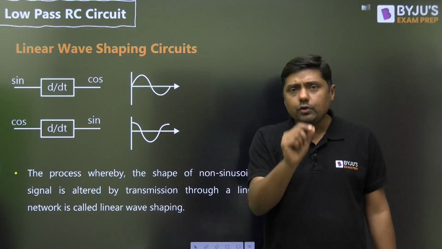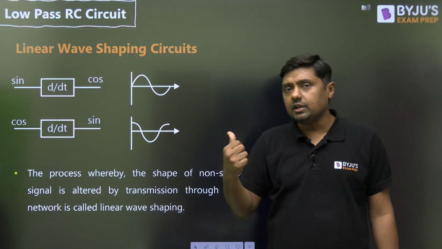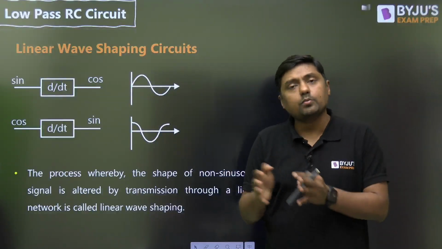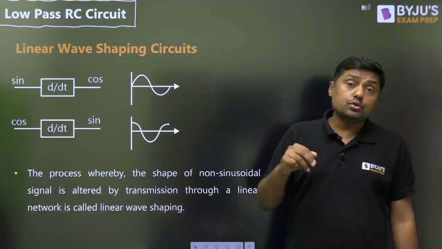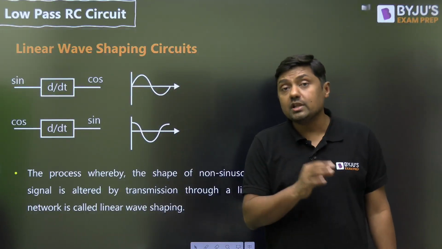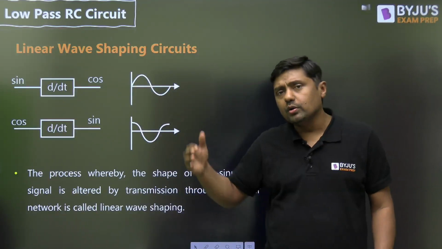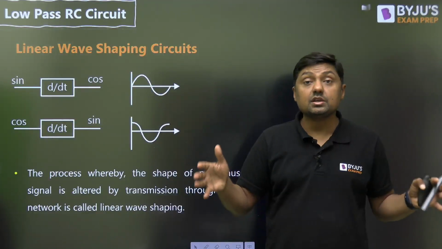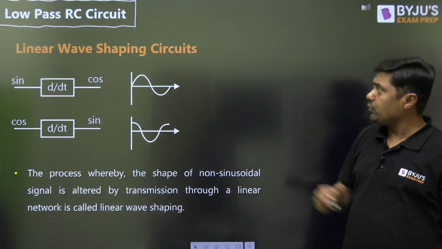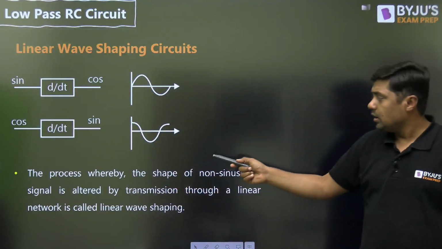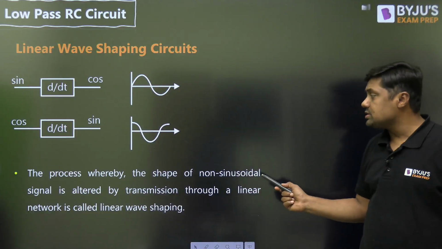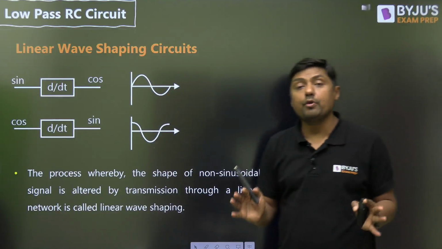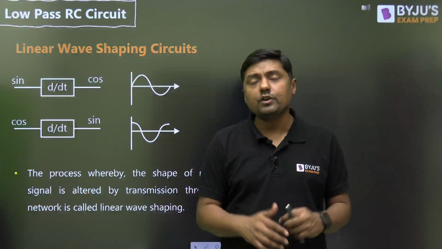Remember one thing, when we are passing the same sinusoidal signal through the integrator, again we are getting the cos, but this time again the shape of the output and shape of the input are similar. But suppose you are going to pass a non-sinusoidal signal, for example a square wave, through an integrator, then we are going to get a triangular wave, means there is a change in shape. So what is linear wave shaping? The process whereby the shape of a non-sinusoidal signal is altered by transmission through a linear network is called linear wave shaping. So that is the simple definition of linear wave shaping.